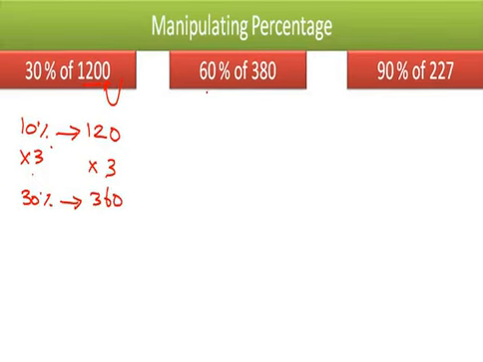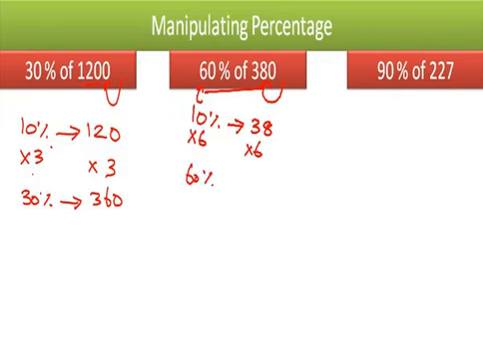Now, let's try 60% of 380. So, as usual, what is 10% of 380? Shift the decimal point one place to the left, so that is going to be 38. Now to find out 60%, what can we do? I'll multiply by 6 on both sides. So 60% of 380 would be 228, right?